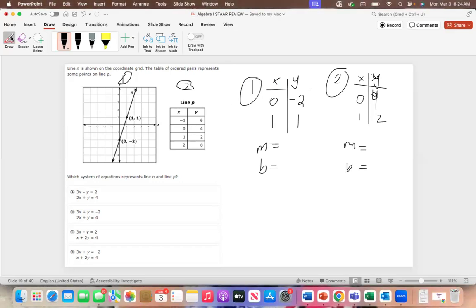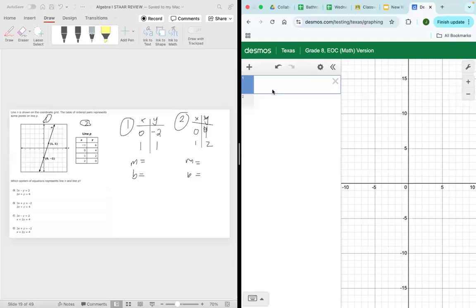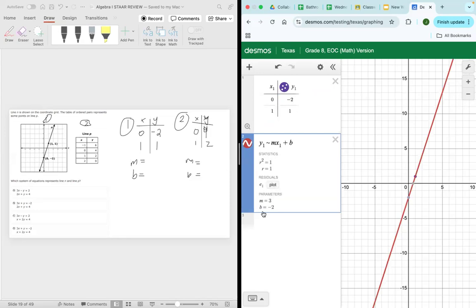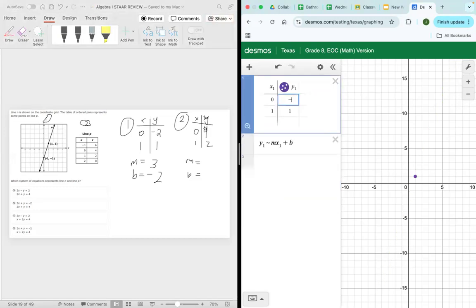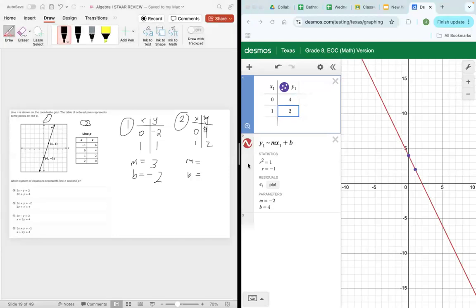So if you don't already, you should know what time it is. And it is time to head to Desmos. Okay, so now in order for us to calculate the slope and y-intercept, we first need to make a table, put in our points that they gave us, and then we had a 1, 1. All right, y1 squiggly, mx1 plus b. All right, so we know m is 3 and b is -2. All right, that's for our first one. On our second table, we had 0, 4 and 1, 2. So our m was -2 and b was +4.